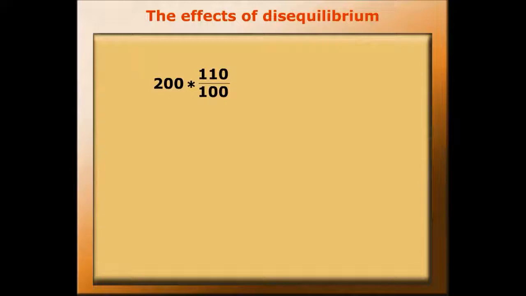We can use our equations not only to calculate equilibrium, but the effects of disequilibrium also. Here we'll consider the effects of a 10% rise in wage rates, perhaps as a result of trade union pressure or the introduction of a minimum wage by the government. So the original weekly wage is 200 times 110 over 100, which is 22,000 over 100 equals 220. So that's the new equilibrium wage rate.